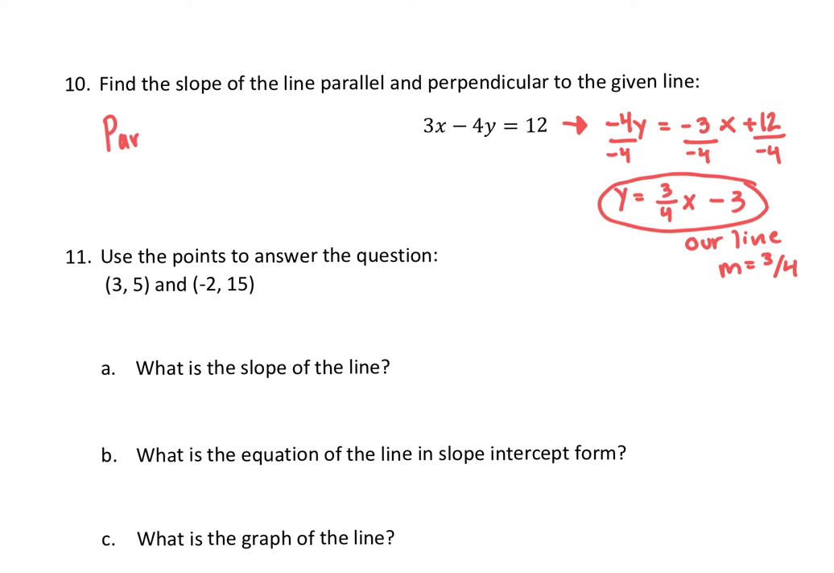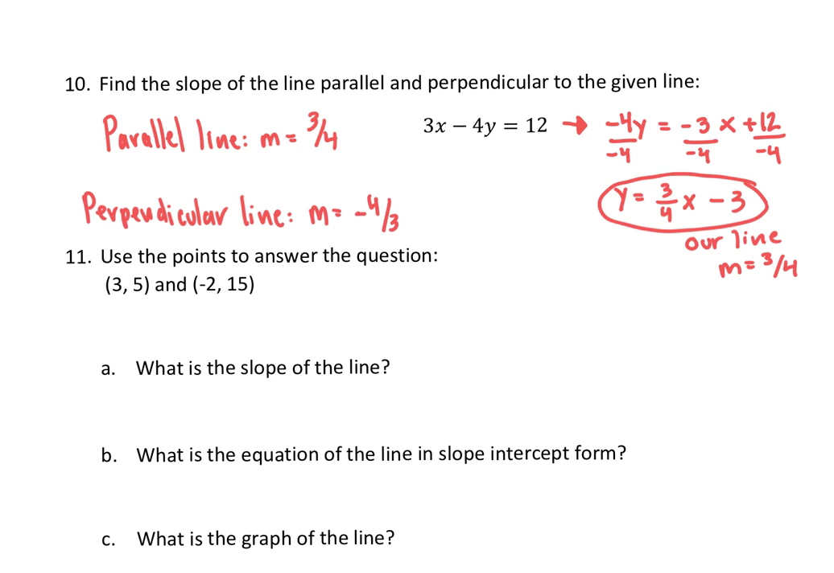So the parallel line, its slope is the same slope as the line that was given. The perpendicular a little bit harder, but remember we flipped the fraction and changed the sign. So instead of 3/4, it's 4/3, and we use a negative. So there we go.